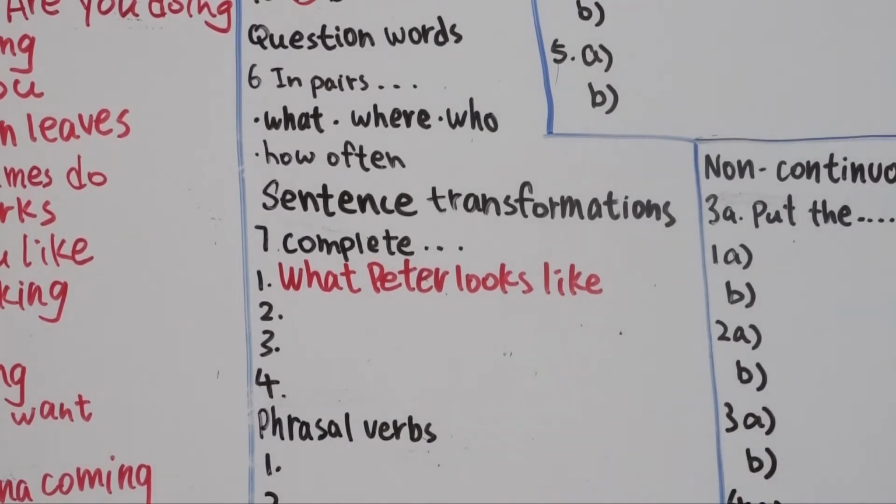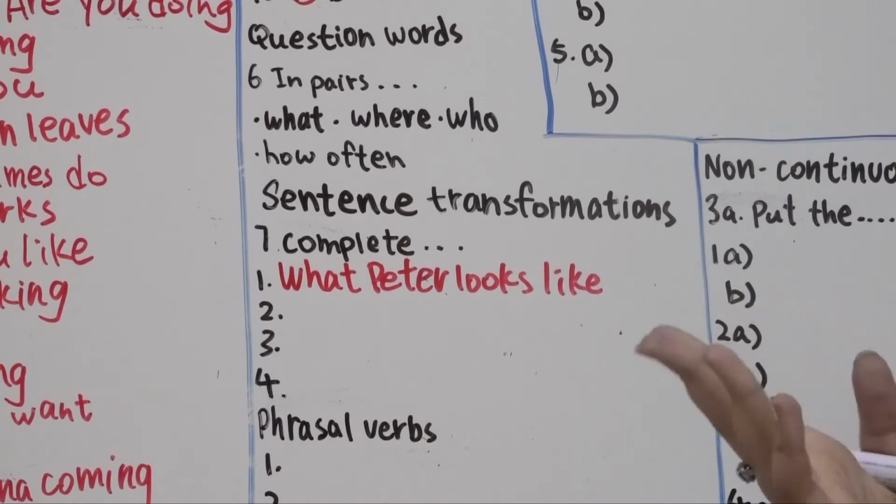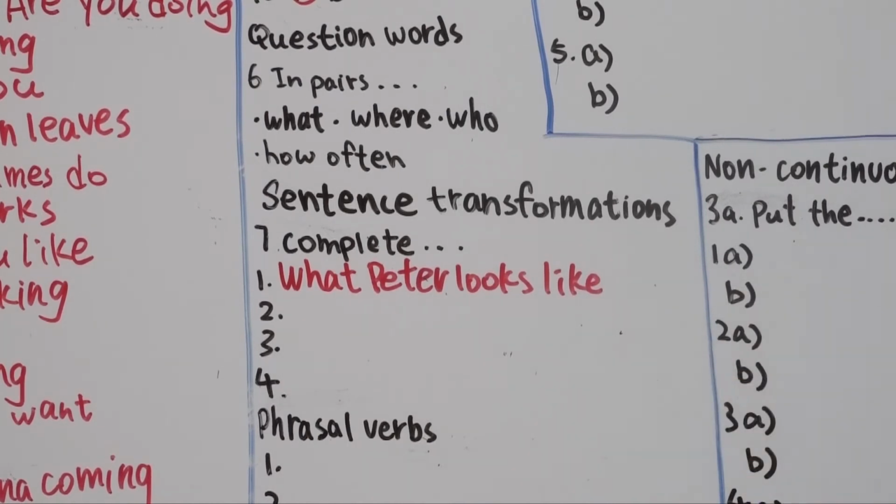So basically, when you describe a person, the first thing you're going to tell him or her is how the person looks, right? So that's why we use looks. Can you tell me what Peter looks like? What Peter looks like, or how Peter looks like? How is also acceptable. For this one, you can use your own words as long as it makes sense. All right. Next one.